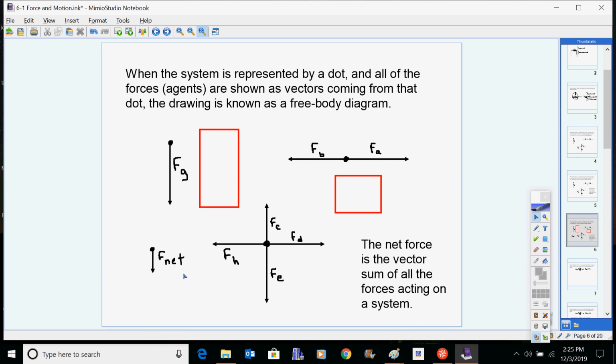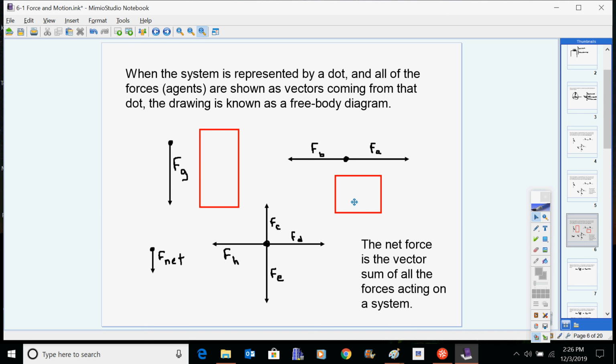The net force is the total when you put everything together. So this is a vector. It's down. It's exactly as much further. It's how much this is winning by. So what about this one? What do you think about the net force on this?